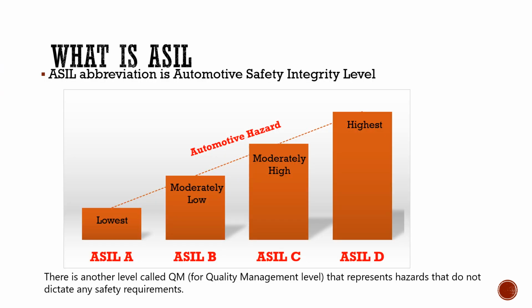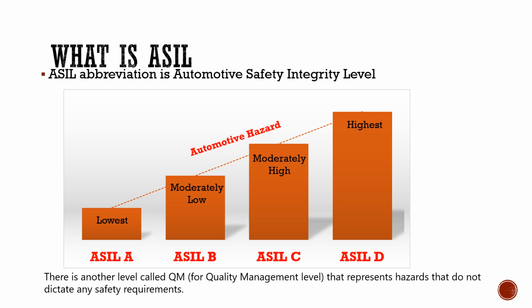So what is ASIL? ASIL is Automotive Safety Integrity Level. ASIL A is the lowest and ASIL D is the highest. So ASIL A, ASIL B, ASIL C, ASIL D. ASIL B is moderately low, ASIL C is moderately high.